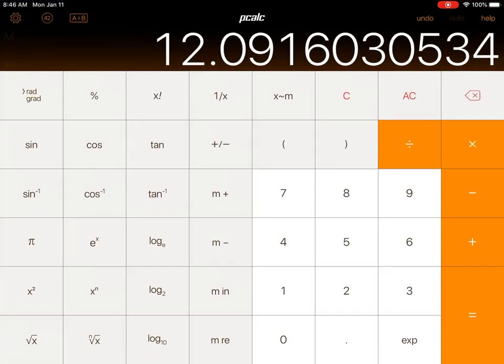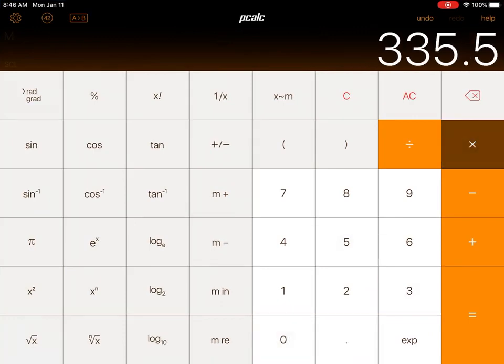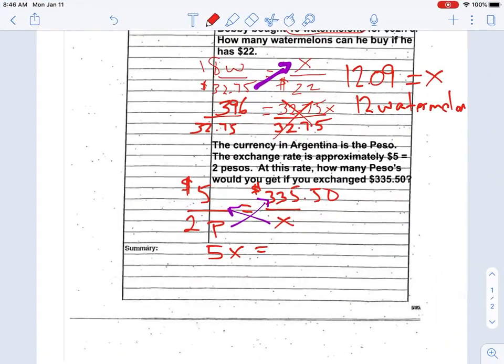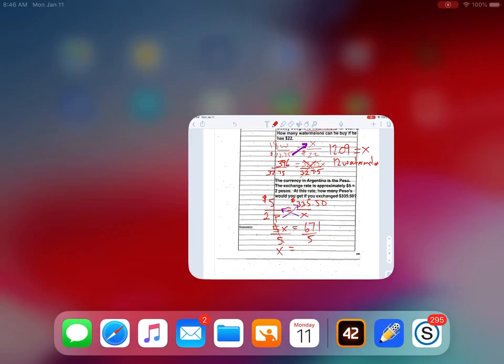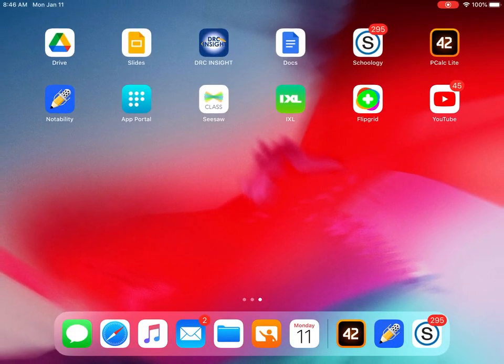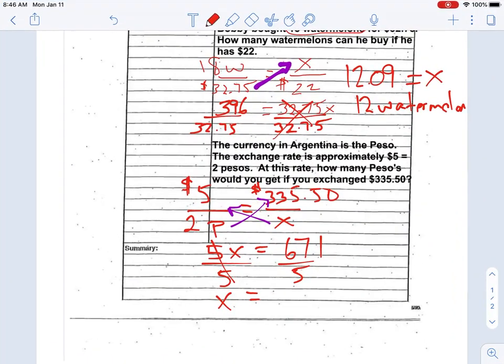So again, I need my calculator. 335.50 times 2 is 671, not dollars, just 671. And at this point, I'm going to divide by 5 because it's a one-step equation, it's multiplication. So now I'd have x equals, and I go back to my calculator, divide by 5, and I get 134.2 pesos. And that would be my answer.